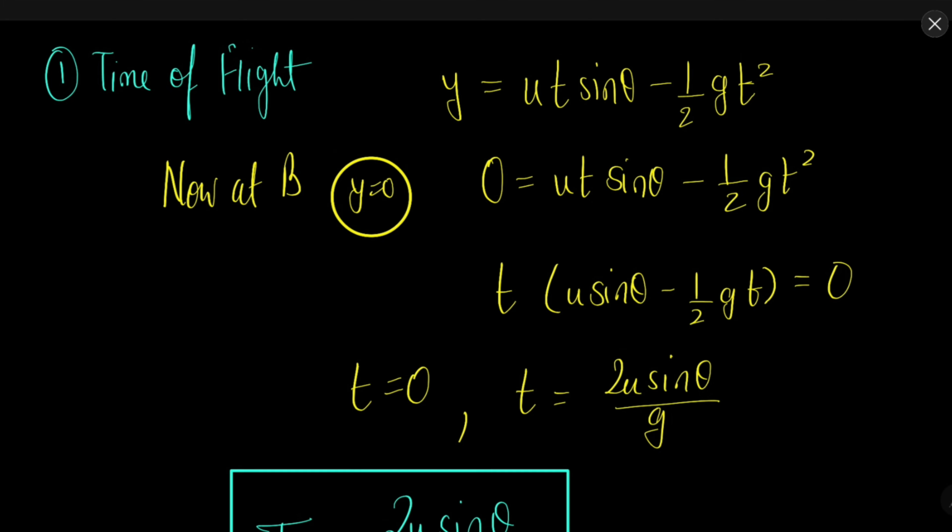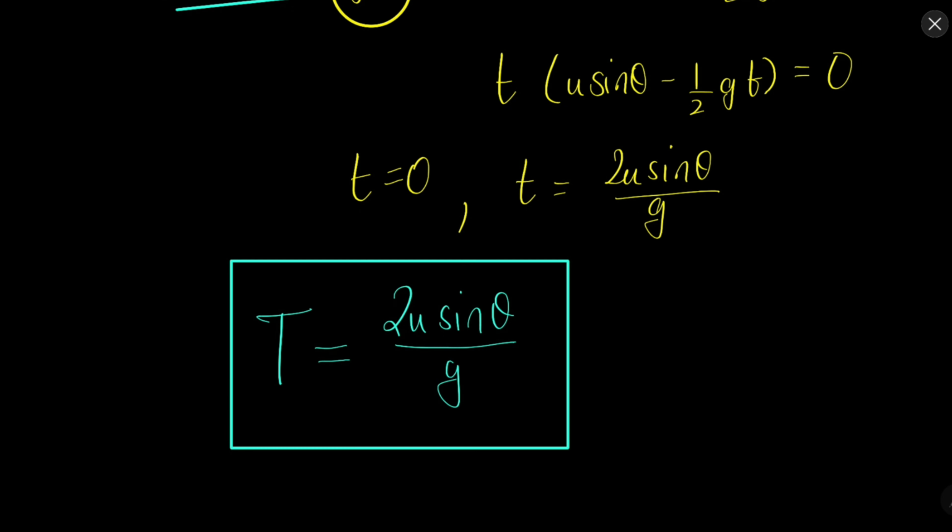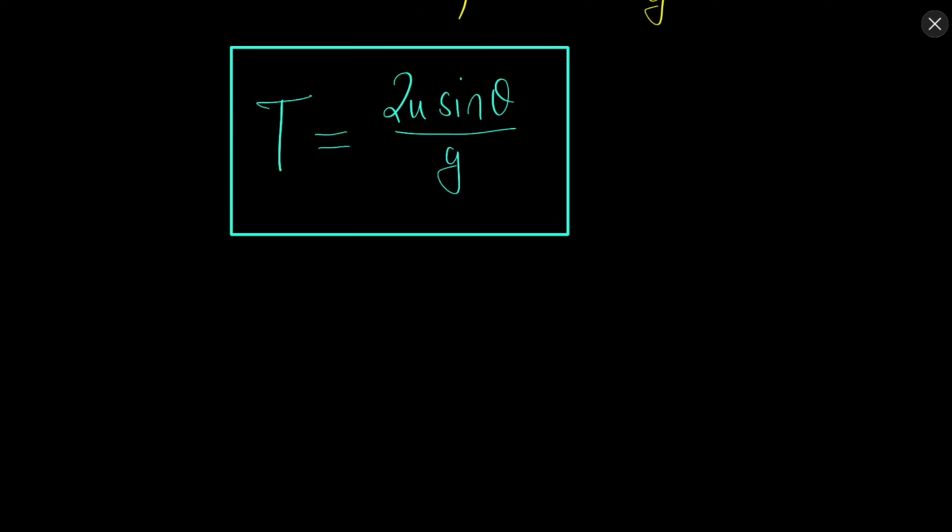Okay, why did we use point B? Because point B was the last point. And at point B, y was 0, and using that we got the value of the time of flight, that it is this amount of time we were in the air.